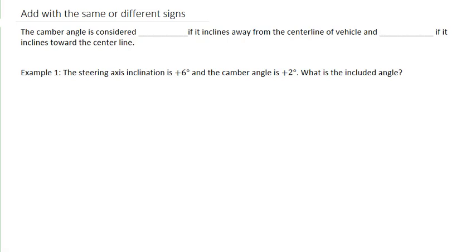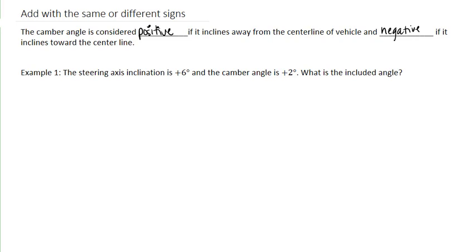Add with the same or different signs. The camber angle is considered positive if it inclines away from the center line of the vehicle, and negative if it inclines toward the center line. So let's look at a few examples now.